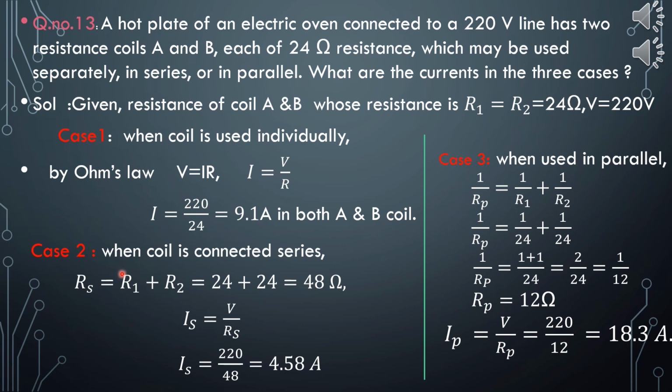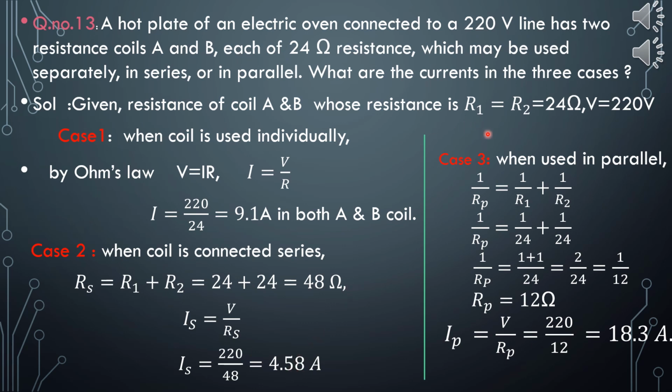In case 2, when the coils are connected in series, let us first find the value of resistance. Total or equivalent resistance will be R1 plus R2, that is 24 plus 24, 48 ohm. Now use Ohm's law where we write current as Is and resistance as Rs. Is is equal to V by Rs. Substituting V as 220 and Rs as 48, the ratio becomes 4.58 amp.